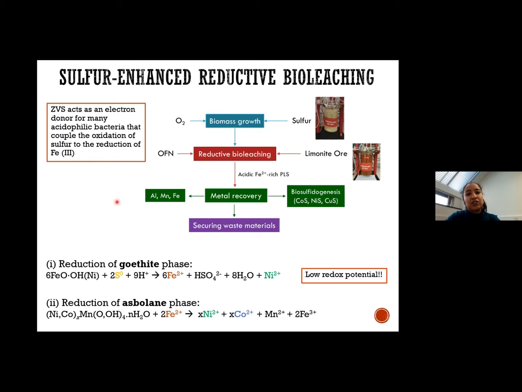The most important reactions happening here are the reduction of the goethite phase, which is coupled to the oxidation of sulfur by bacteria, with the production of ferrous iron and release of nickel. The second most important reaction in the reductive bioleaching is the reduction of the asbolane phase, this mineral here, that is attacked by ferrous iron and then releases nickel, cobalt, manganese, and ferric ion. The ferric ion produced here is then reduced by bacteria.